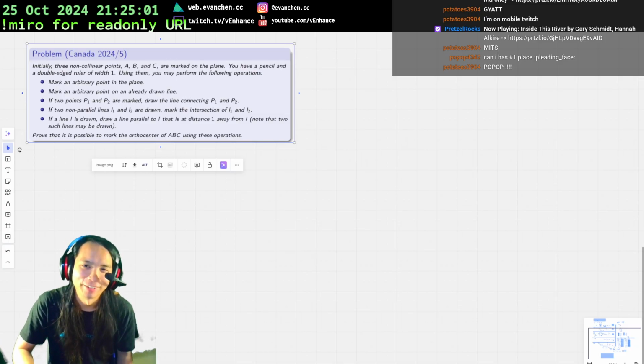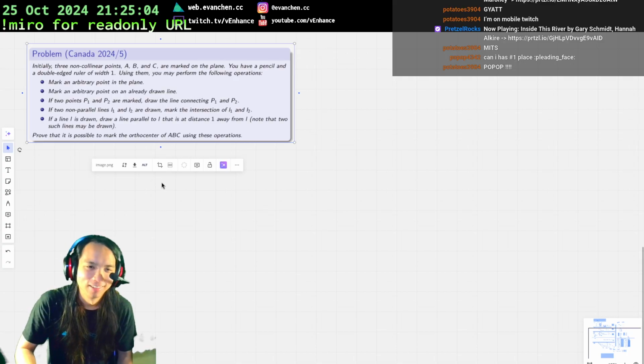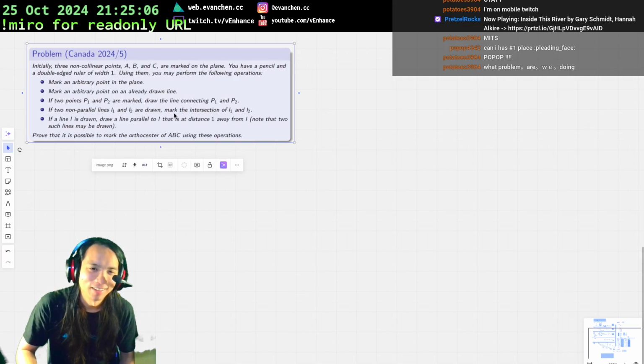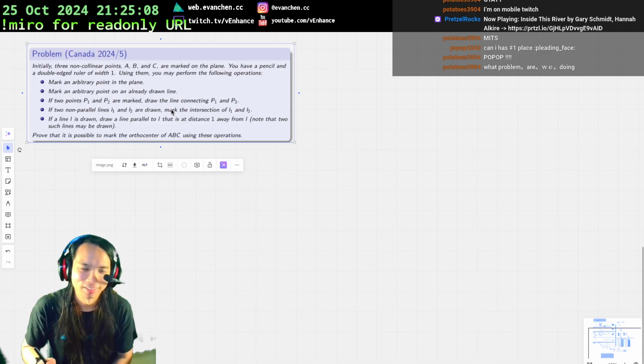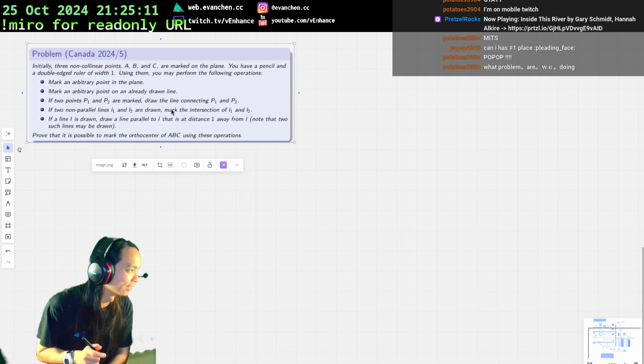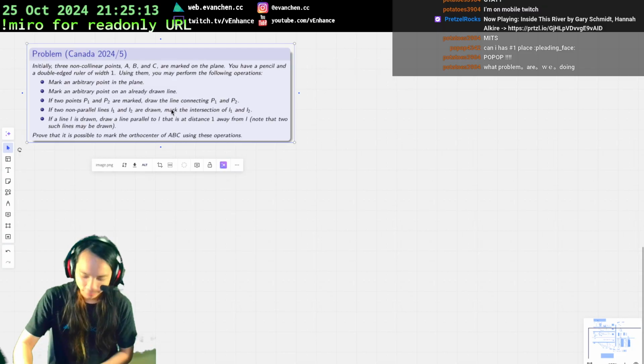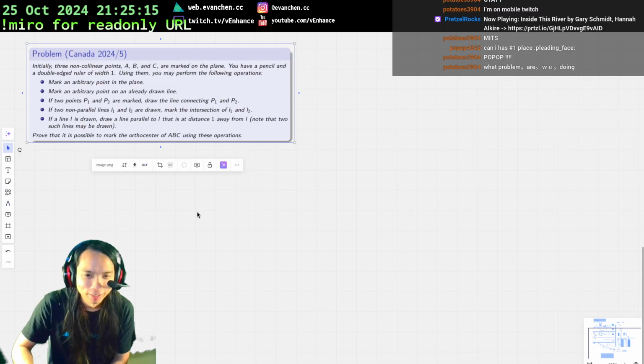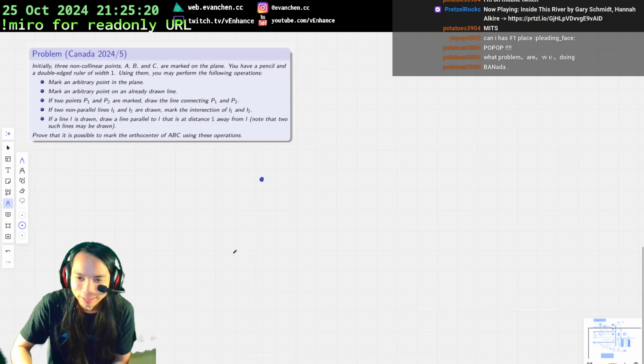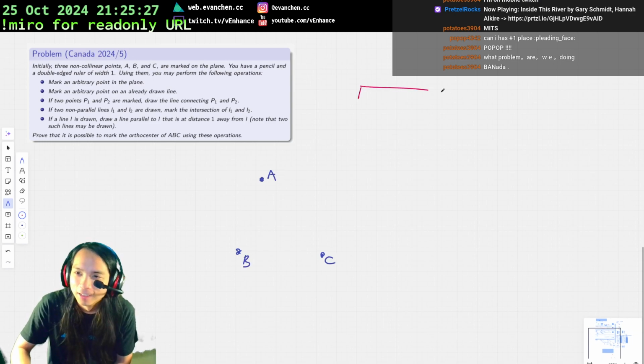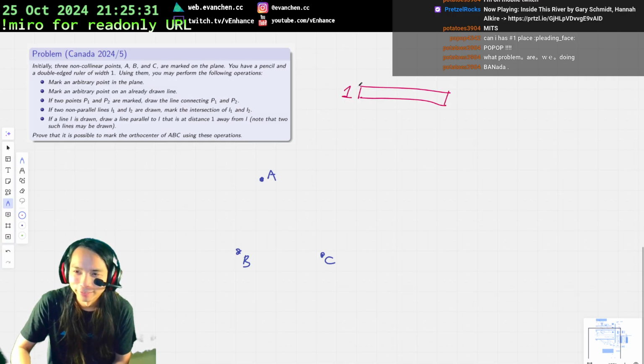It's not straight edge and compass, it's... I feel like rulers should be called straightedge, because ruler and straightedge are technically different, I think. But you have 3 points A, B, C, and something that resembles a straightedge, maybe. So you have this ruler, okay? I don't know. It's like a straightedge, but it also has width 1, so you can draw lines 1 away. You want to build the orthocenter.